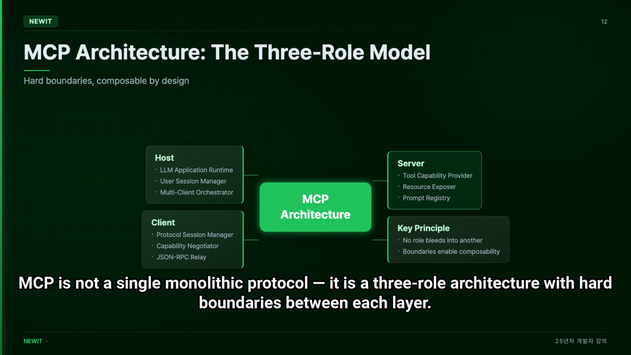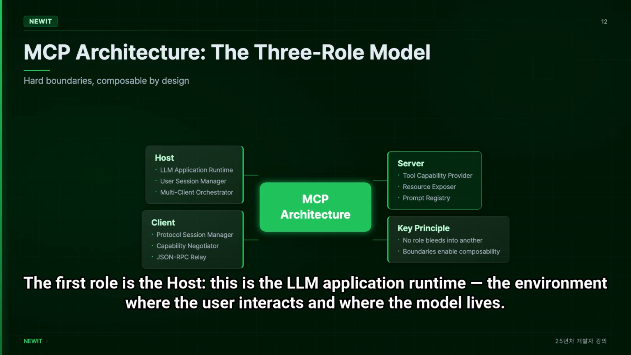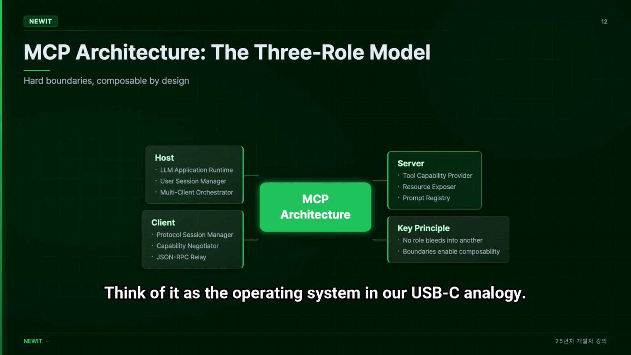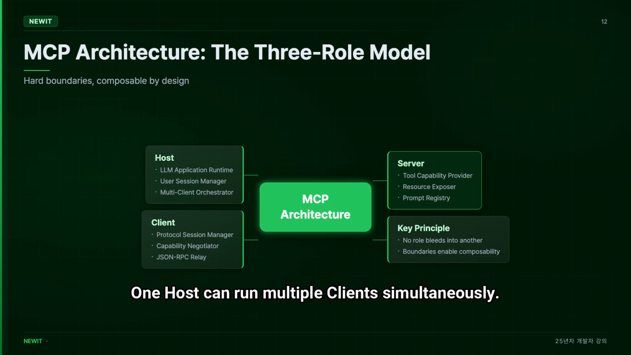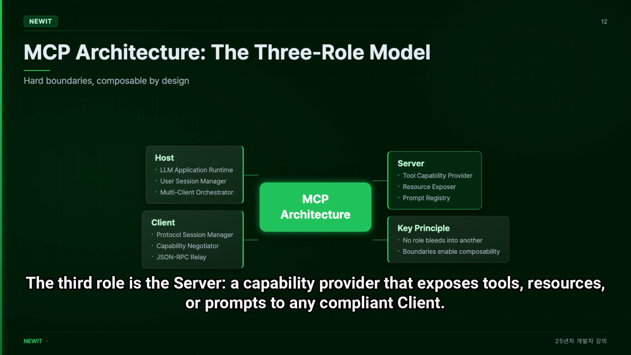MCP is not a single monolithic protocol. It is a 3-role architecture with hard boundaries between each layer. The first role is the host. This is the LLM application runtime, the environment where the user interacts and where the model lives. Think of it as the operating system in our USB-C analogy. The second role is the client, a protocol session manager that lives inside the host and speaks MCP on the host's behalf. One host can run multiple clients simultaneously. The third role is the server, a capability provider that exposes tools, resources, or prompts to any compliant client.